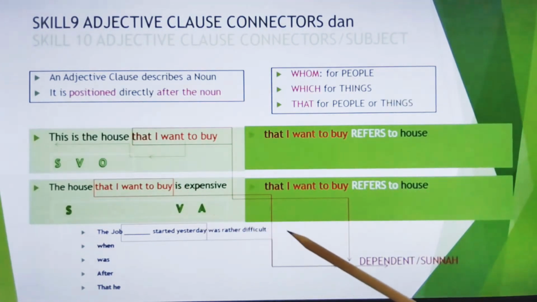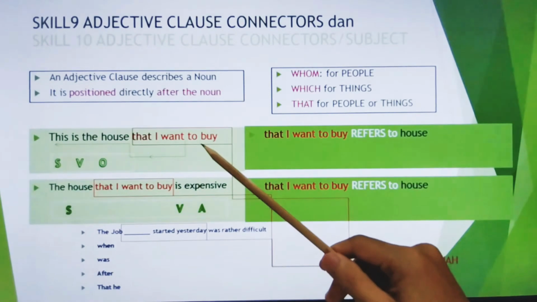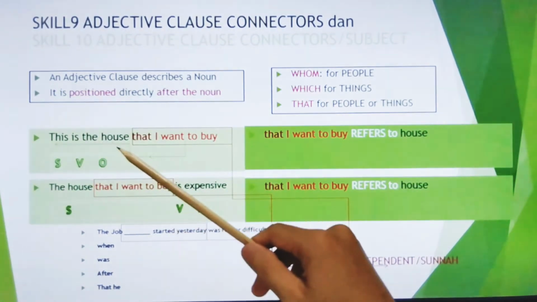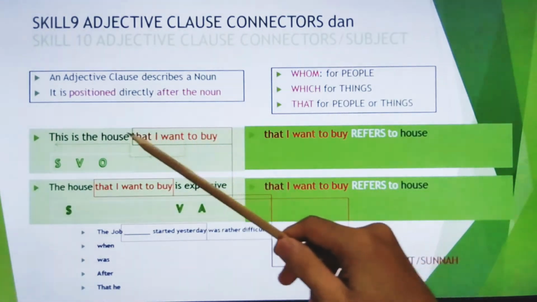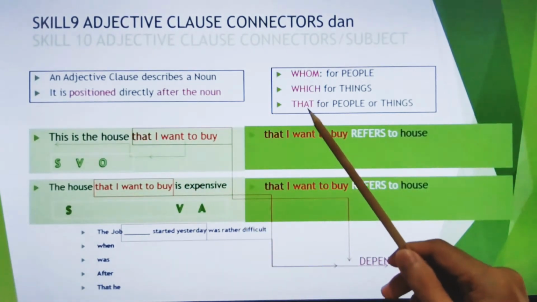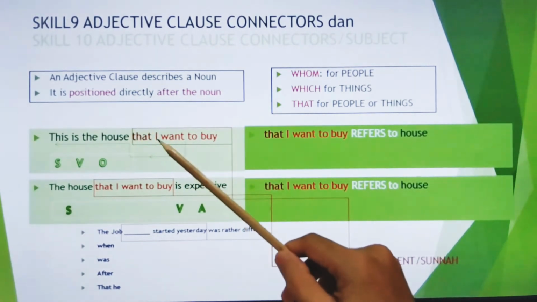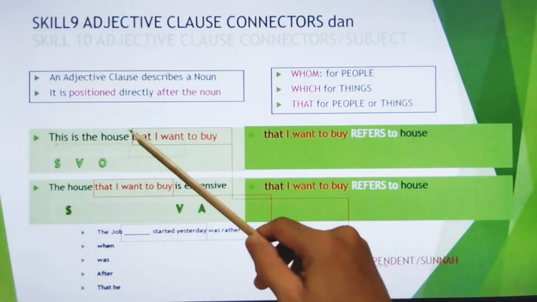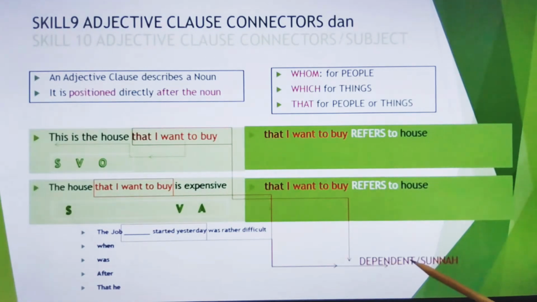For the first example: this is the house that I want to buy. Remember that an adjective clause describes a noun, so there is supposed to be a connector. We can find the connector here; you make a circle and follow with "I want to buy". This is identified as a dependent clause, or in Islam, sunnah.